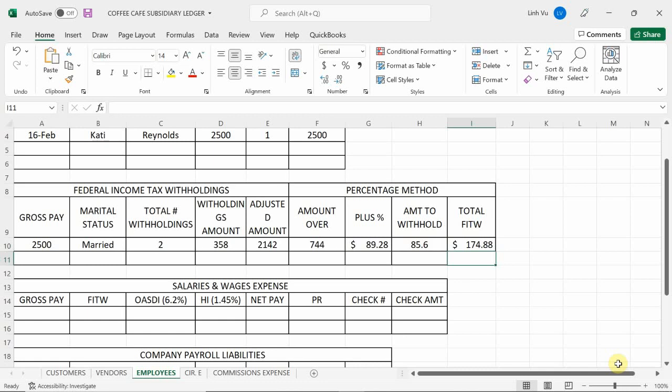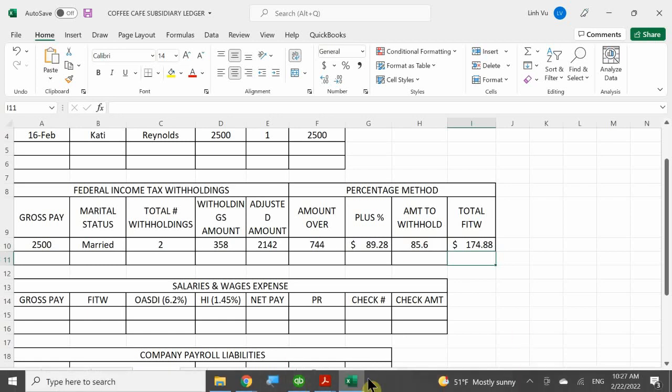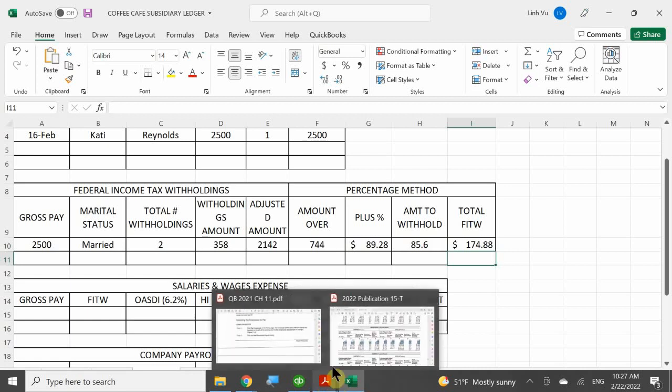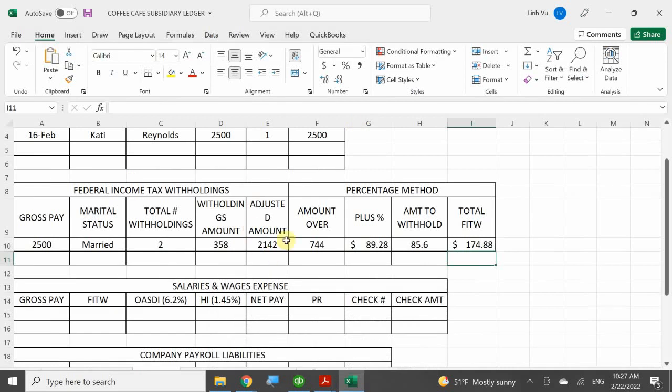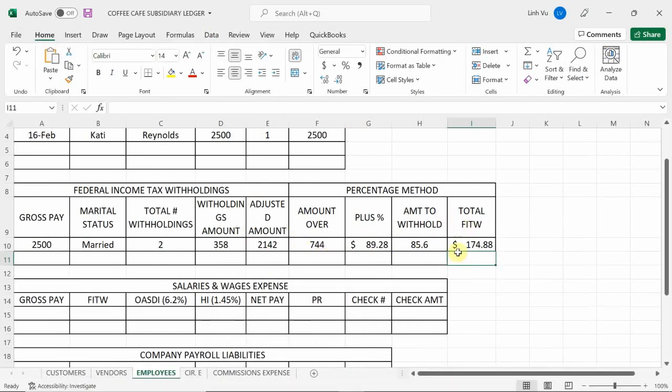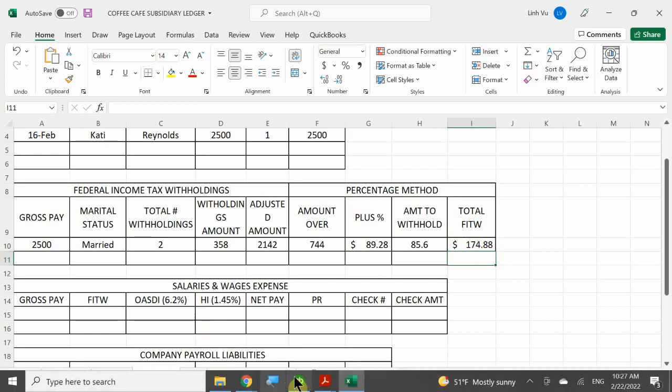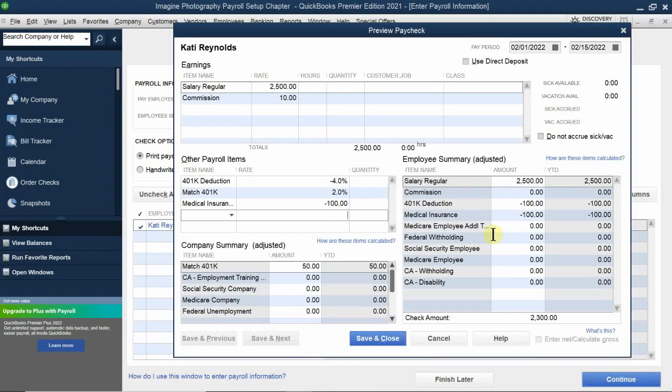Okay, so in this case, she's going to get a total of $174 to withhold. So let me double check my numbers here. $85.60. Okay. All right. So that means her total federal income tax withholding is $174.88. So I need to type that in here under my federal income tax withholding. Okay, 174.88. And I've got to do negative because, again, that takes away from the paycheck.